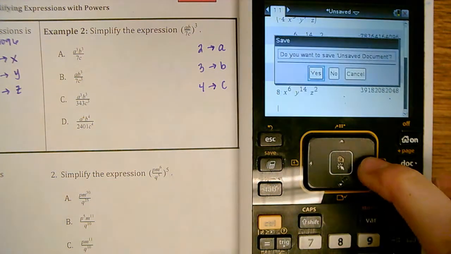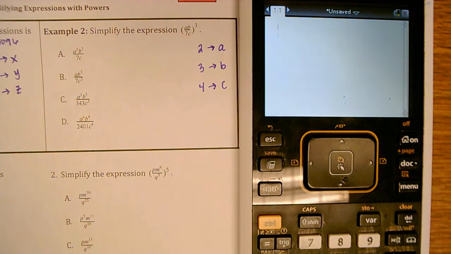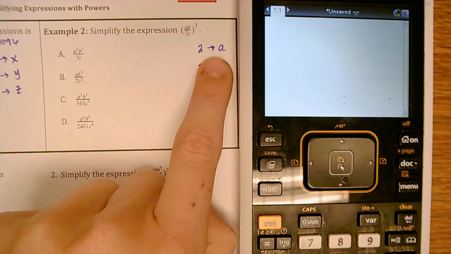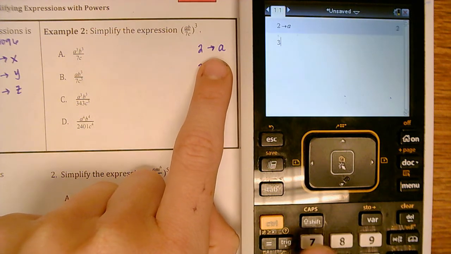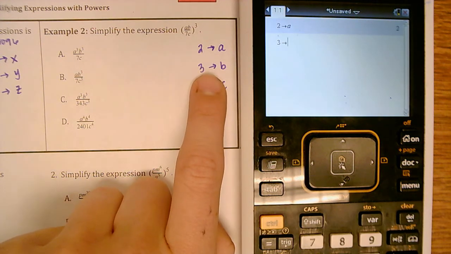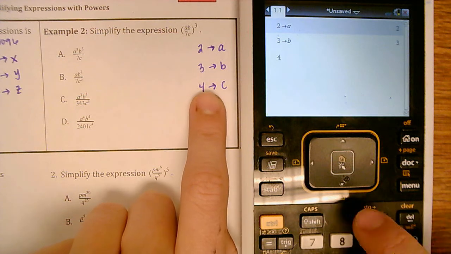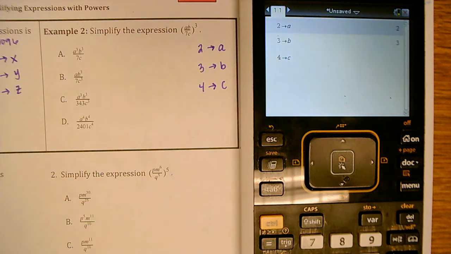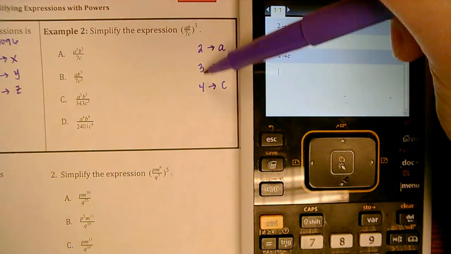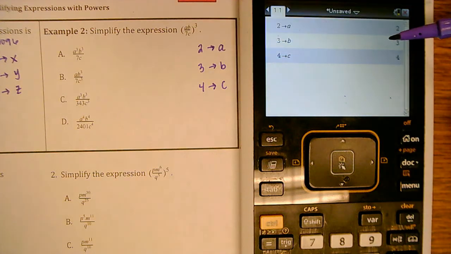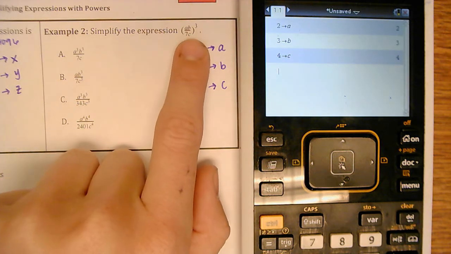Okay, so start my new calculator screen. Tell the calculator 2 for A, plug in a 3 for B, and plug in a 4 for C for me. Okay, so I've stored my variables. Remember, you can't write this down and then not tell the calculator. You've got to communicate with your calculator. Now I can plug in my original expression.